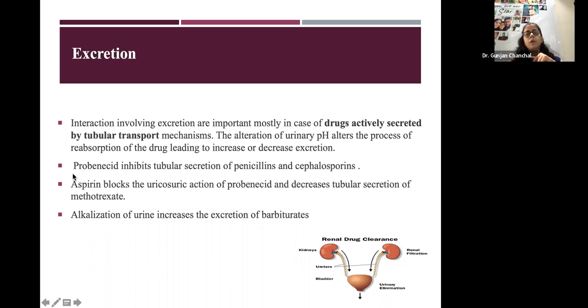Okay, so if we give probenecid, it will inhibit the tubular secretion of penicillins or cephalosporins. So the excretion of penicillin and cephalosporins will reduce, and that is why the effect of penicillins and cephalosporins will be prolonged. Okay, and alkalinization of the urine will increase the excretion of barbiturates. This is what we use when we have barbiturate toxicity. That is why we alkalinize the urine by giving bicarb, so that the toxicity of barbiturate will reduce. Okay, because it increases the excretion of barbiturates.